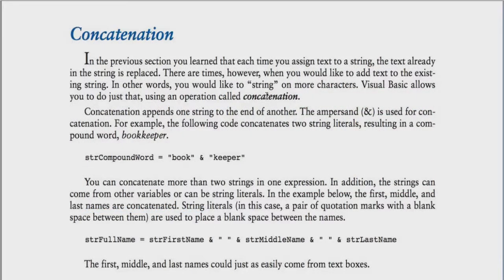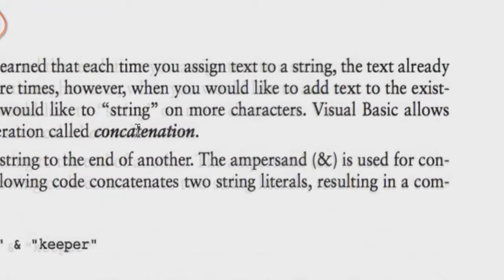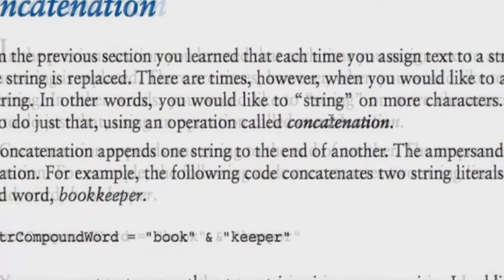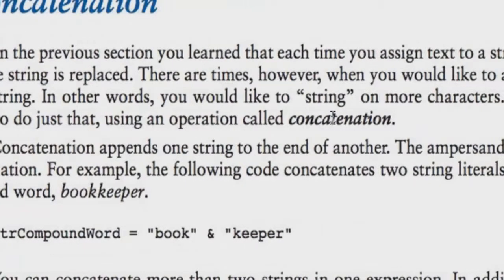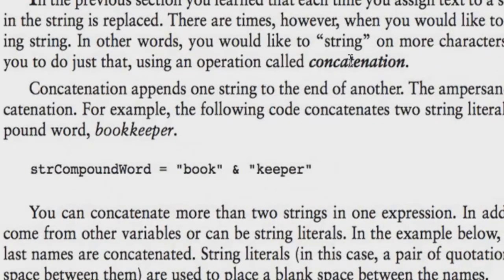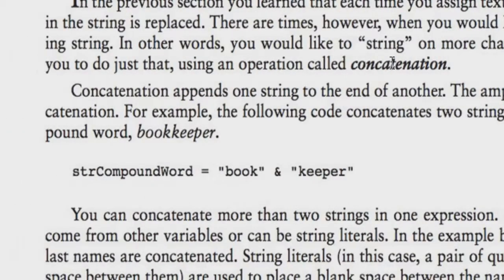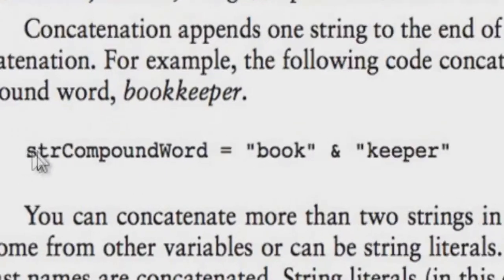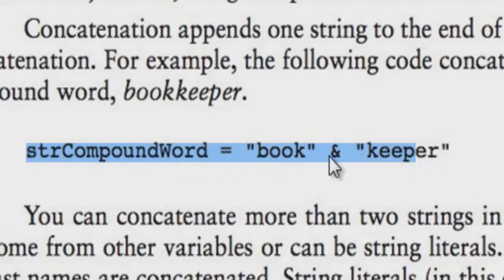So now we're going to talk about concatenation. Concatenation is when you would like to add text to an existing string. In other words, you would like to string one or more characters. Concatenation appends one string to the end of another by using the ampersand. For example, here we have str compound word equals "book" ampersand "keeper". The string literals book and keeper we put in between quotation marks.